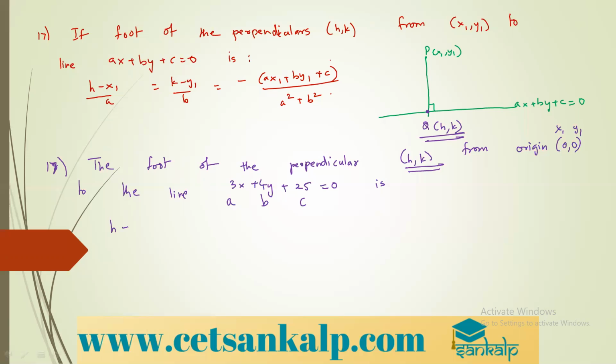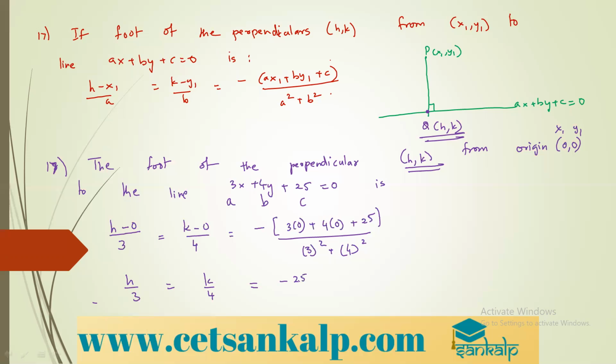So h minus x1 is 0 by a is 3, equal to k minus y1 is 0 by b is 4, equal to minus a into x1, 3 into 0, plus b into y1, 4 into 0, plus c, 25, by a square, 3 square, plus b square, 4 square. Or I can write h by 3 equal to k by 4 equal to minus 25 by 9 plus 16, which is 25.